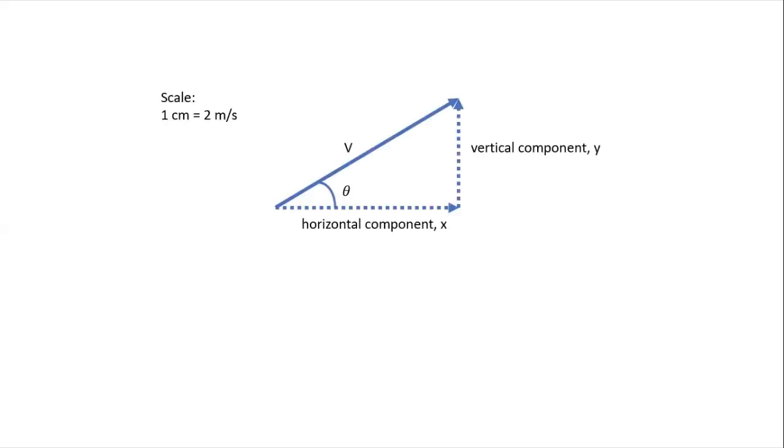So this is how to draw the scale drawing. We can see here 1 centimeter showing 2 meters per second.